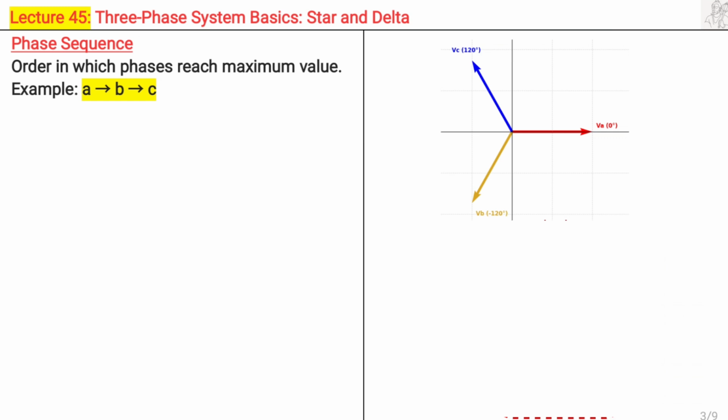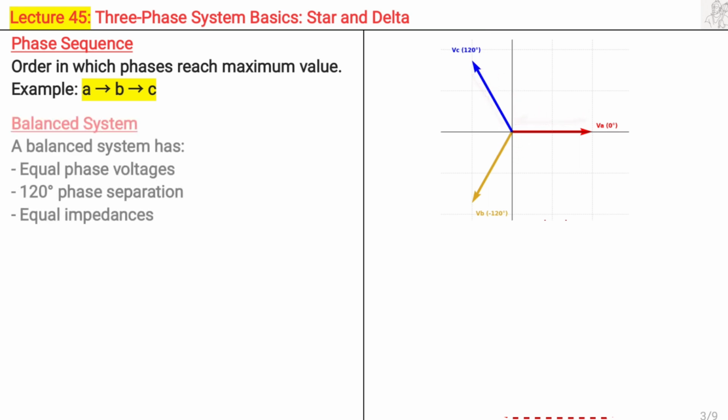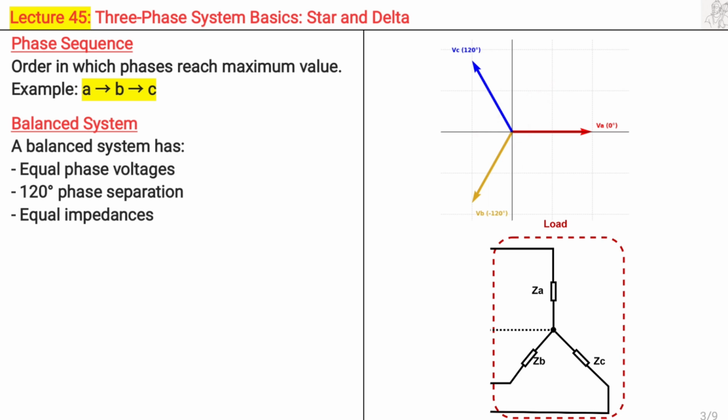Now phase sequence is the order in which the phases reach their maximum value. In our case, phase A reaches maximum value at the beginning, then phase B reaches its maximum value, and then phase C reaches its maximum value. For a balanced system, each phase voltage is the same. That means the length of each phasor is the same and each phasor is separated by 120 degrees. All these angles are 120 degrees and the impedances are equal, that means at the load side all the impedance values are the same. So this is a balanced three-phase system.